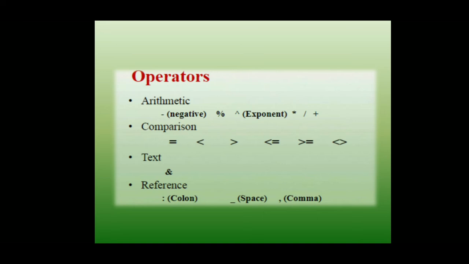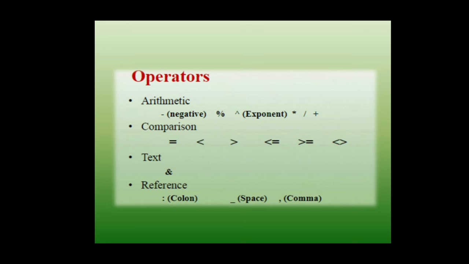We also have comparison operators. They are less than, greater than, less than or equal to, greater than or equal to, and not equal to. The last one is not equal to. Then we have text. For text we have one operator, that is the ampersand, also called 'and' in normal language. This is used to concatenate two words. Suppose I want to write the word Nidhi and then I want Sethi along with that, I can use this and operator between them. The output will be Nidhi Sethi without any space.